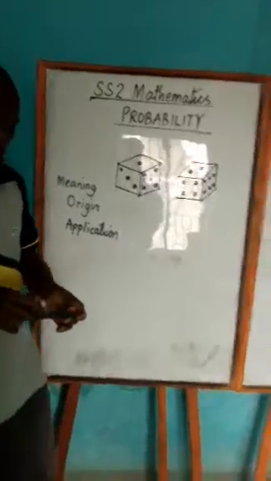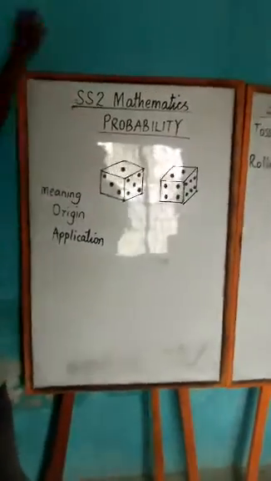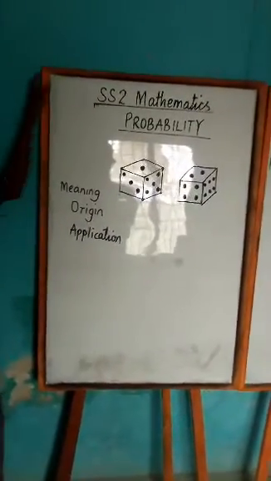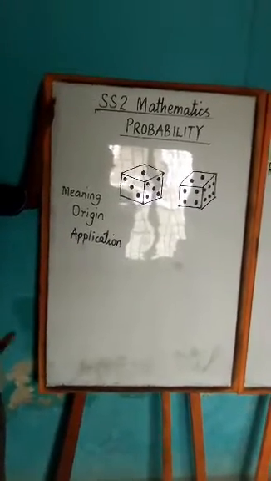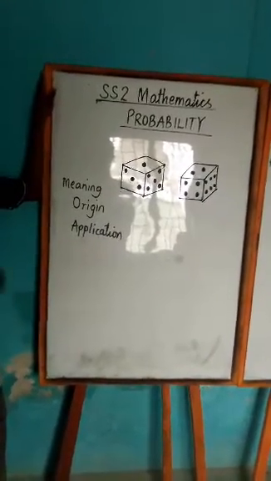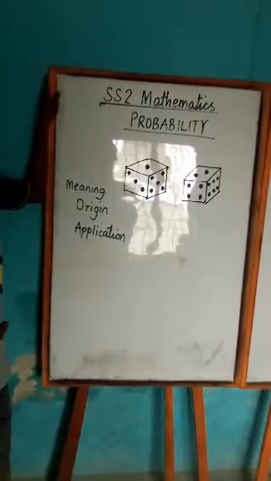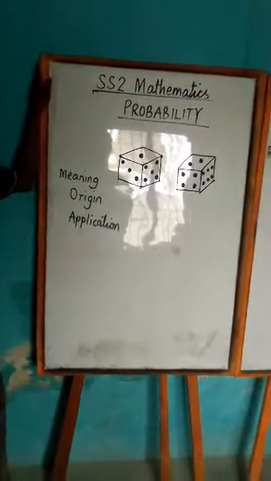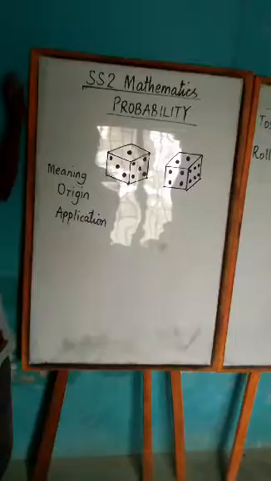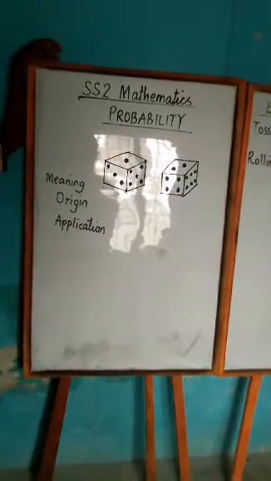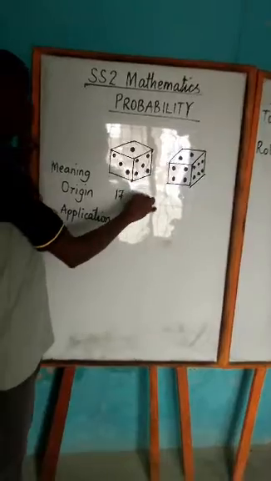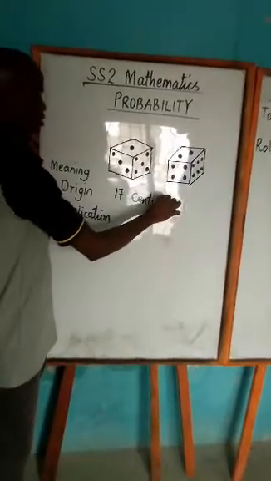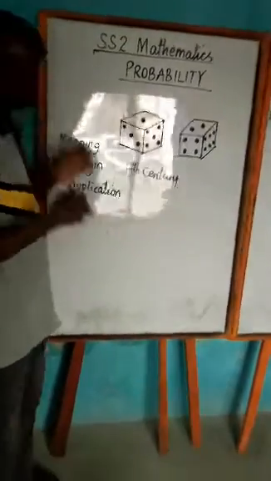What is probability? Probability is the study of unpredictable events. Events that you are not certain or sure about. Okay? Probability originated in the mid 17th century. Mid 17th century. How?